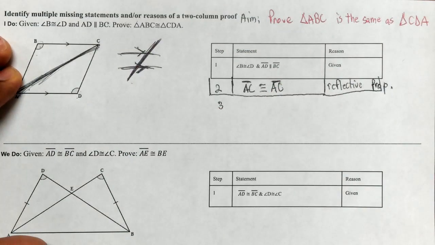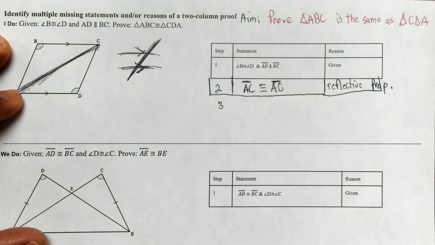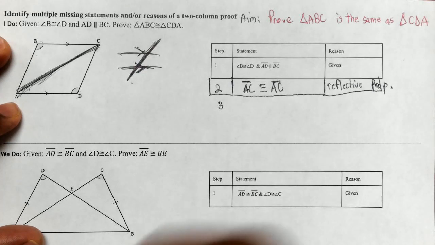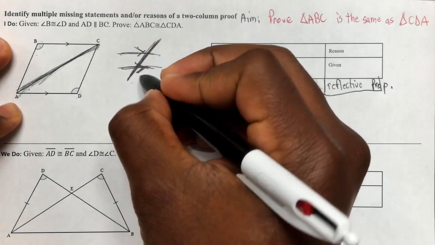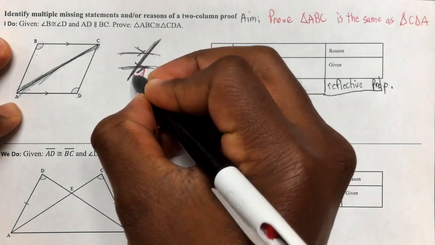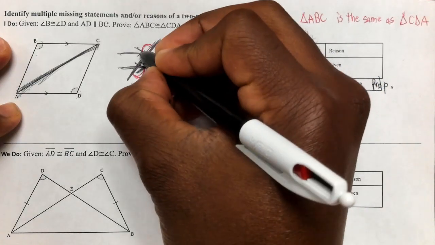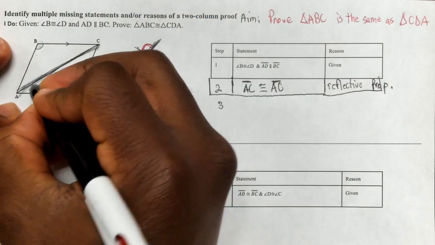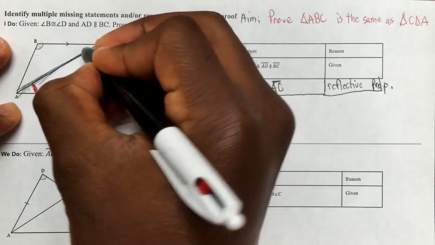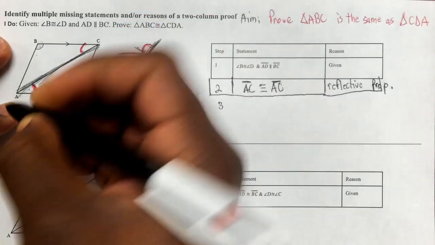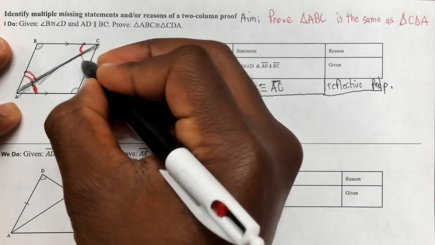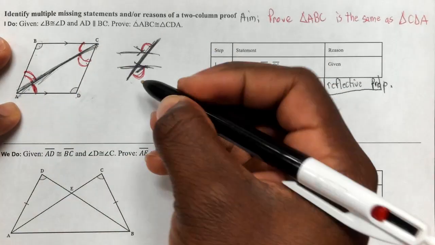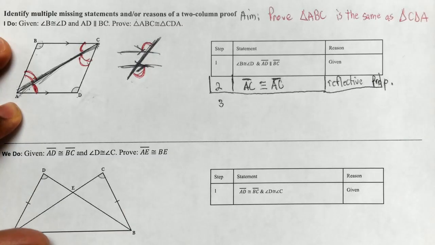So when you're cut by a transversal, you can form something called alternate interior angles. That means that this angle right here is equivalent to this angle right here. We could use that same theory to say that this angle right here is equivalent to this angle right here. Again guys, those are based on alternate interior angles.